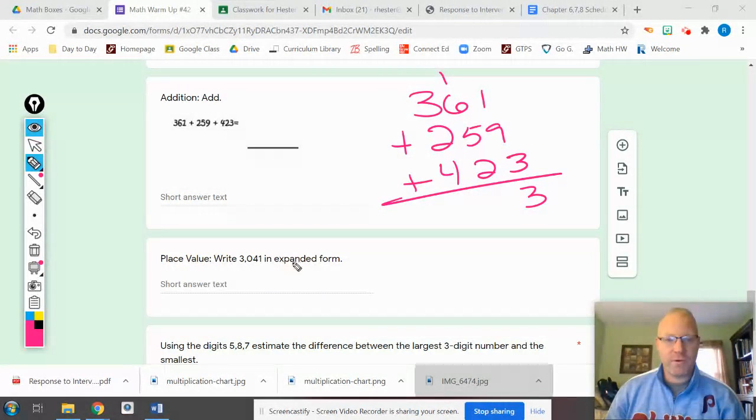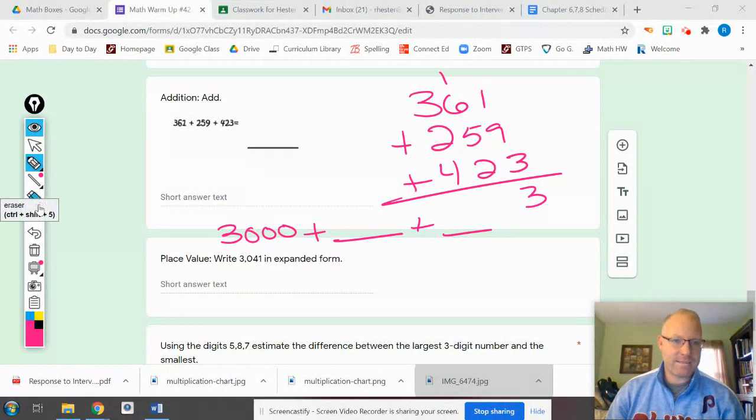Write 3041 in expanded form. Just like I said it, listen, 3000 plus 40 plus 1. That's expanded form. So you have to write it out. 3000 plus blank plus blank. Next.